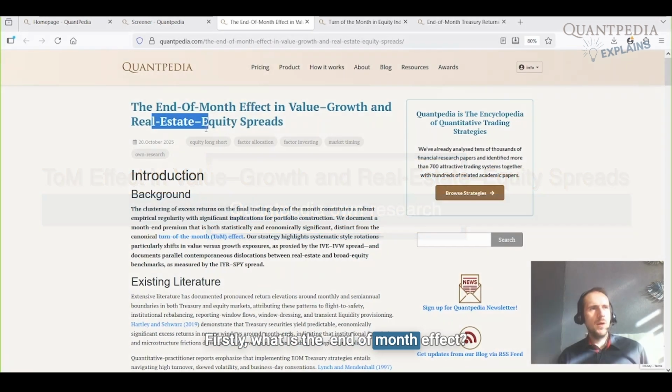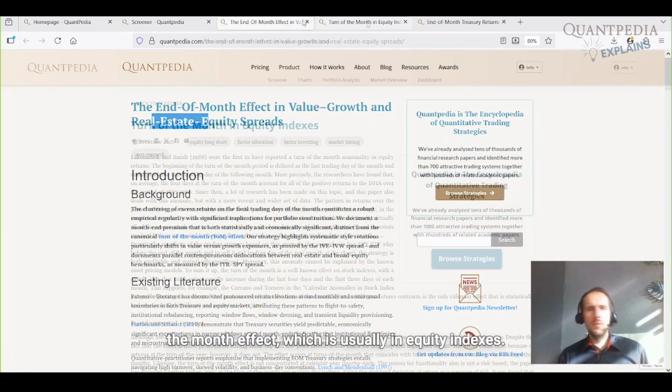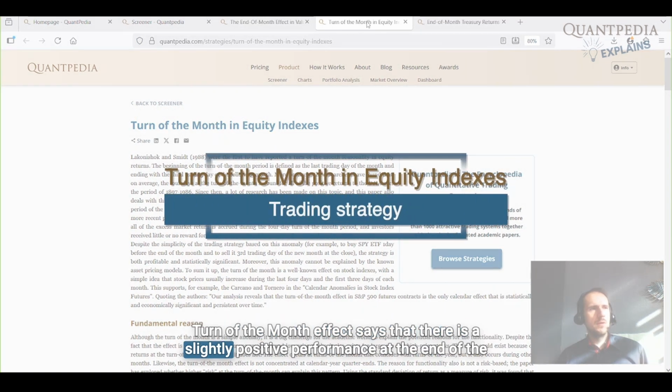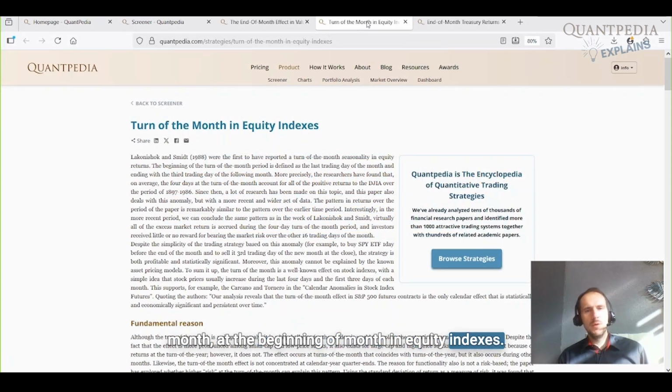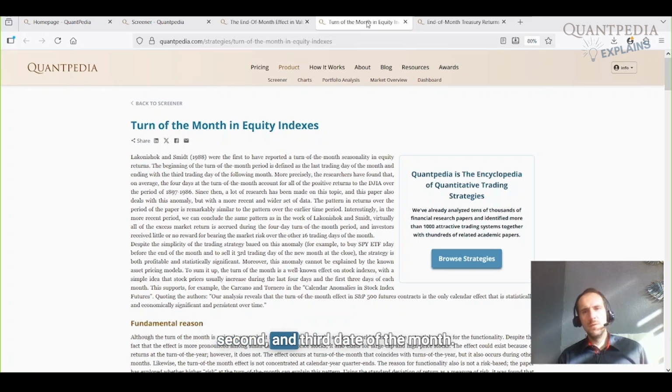Firstly, what is the end of month effect? It's a seasonal strategy in which you trade a few days before the end of month. It's very related to the turn of month effect, which is usually in equity indexes. Turn of month effect says that there is a slightly positive performance at the end of month and at the beginning of month in equity indexes. It's very well known, and the best window for trading this effect is the first, second, and third day of month.